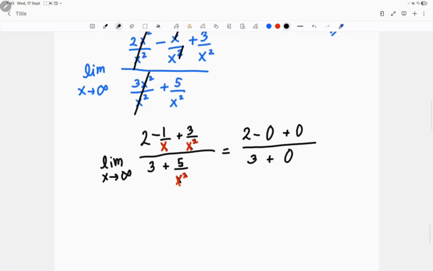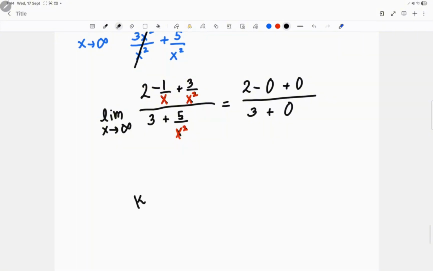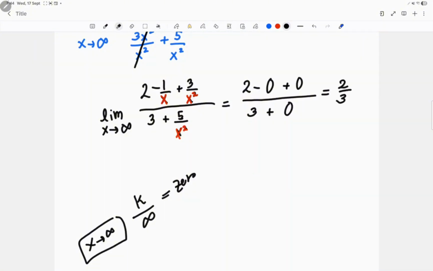So look, if you divide any number, which I will call k, by infinity, you get a 0. And guess what? X is approaching infinity. So what's the answer going to be? 2 over 3. I need a little practice.